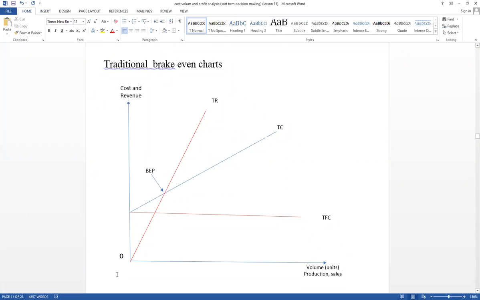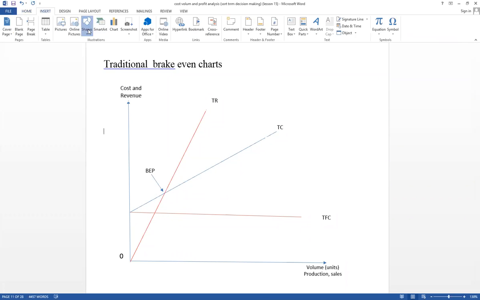Think about total revenue equals total cost. Neither profit nor loss for running the business. This is the break-even point. Total income equals total expense. Therefore, think about break-even point quantity and break-even point value. This is the break-even point quantity.